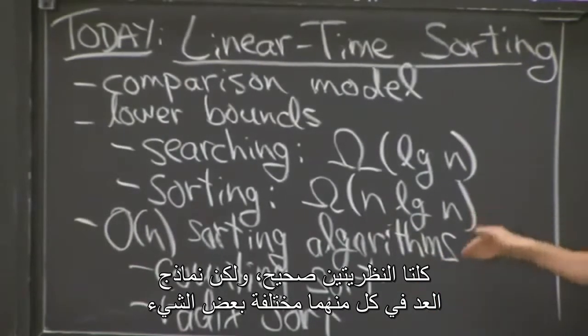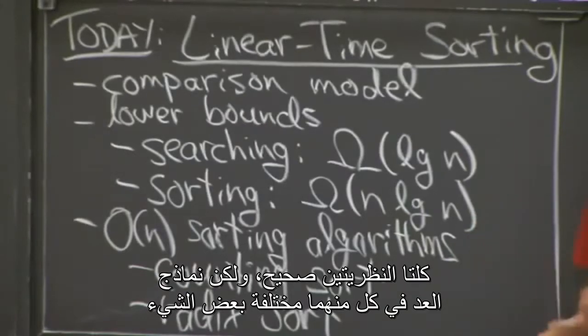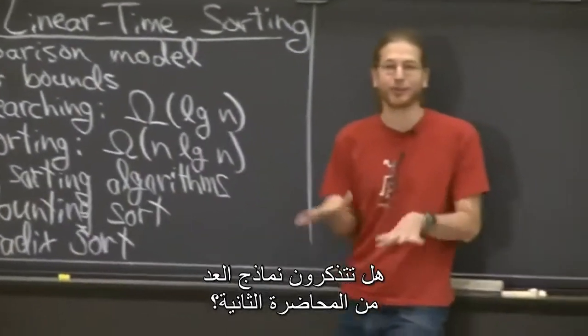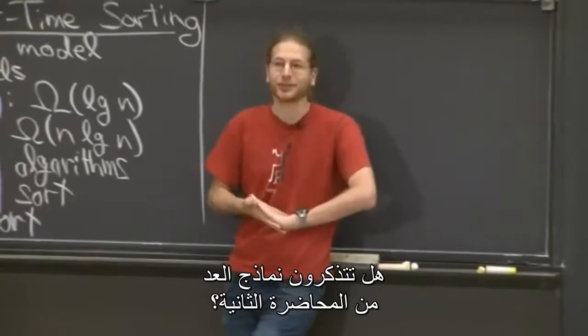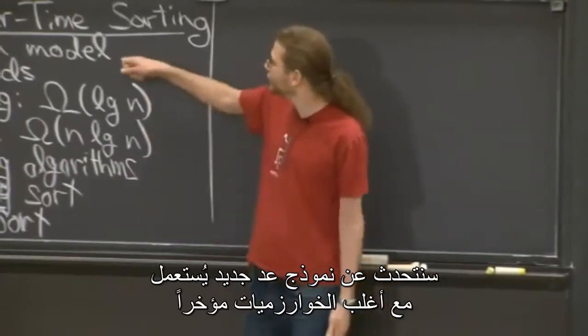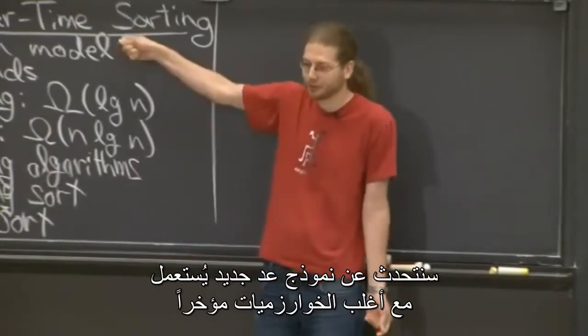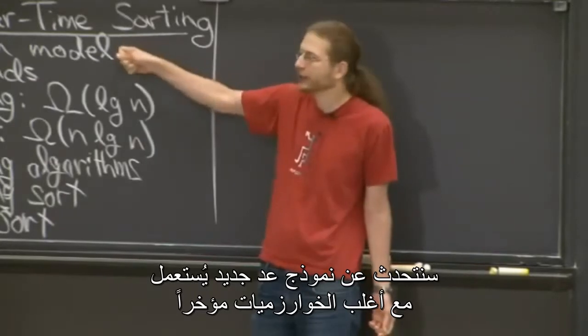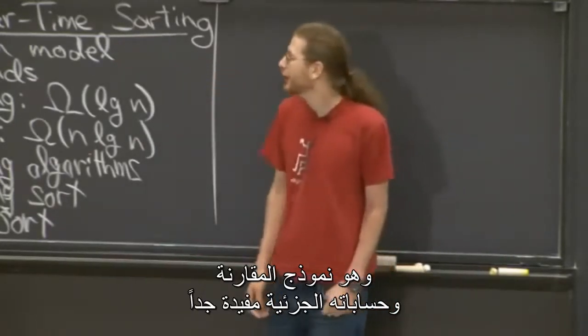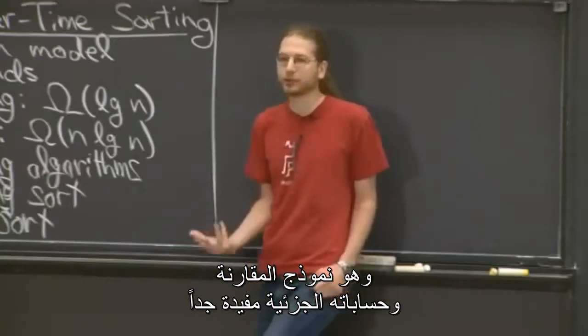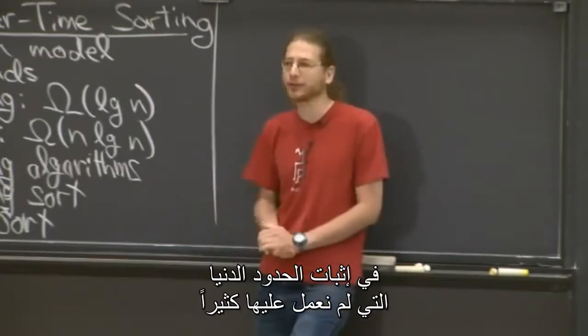So both of these theorems are correct, but they're in slightly different models of computation. Remember models of computation from lecture 2? So we're going to talk about a new model of computation, which we've been using for most algorithms lately, called the comparison model. And it's a model of computation that's really useful for proving lower bounds, which we haven't done much of yet.